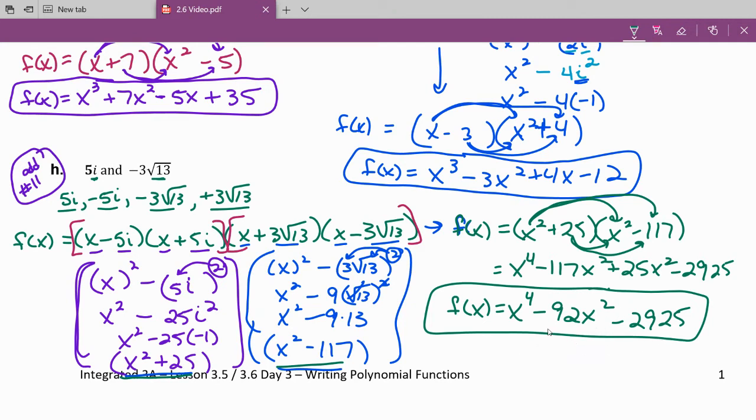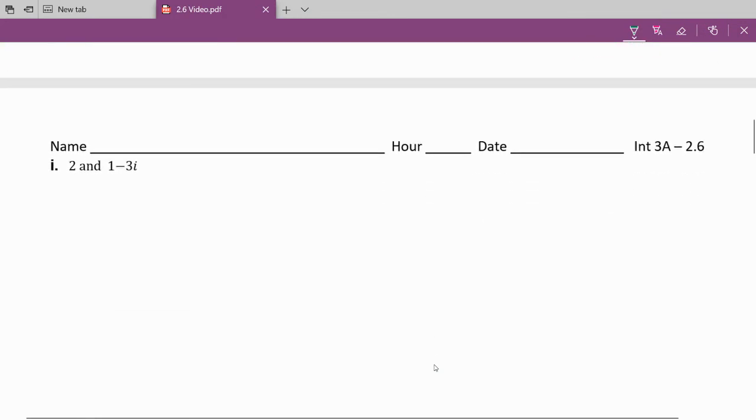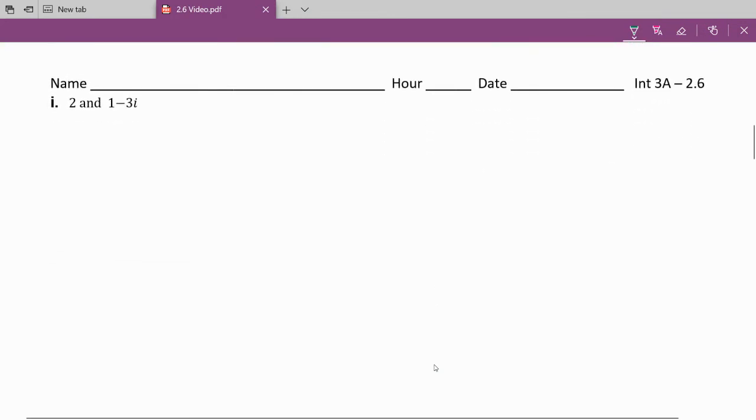And just to review a couple of concepts, the degree of this polynomial is 4, which means there are 4 roots or solutions. And here they are: positive 5i, negative 5i, negative 3 square root of 13, and positive 3 square root of 13. Those are the 4 solutions or roots to this polynomial. All right, moving on to our next page now. Now this is going to be the one that's a little bit more difficult, so bear with me. Take a break if you need to and come back to it.